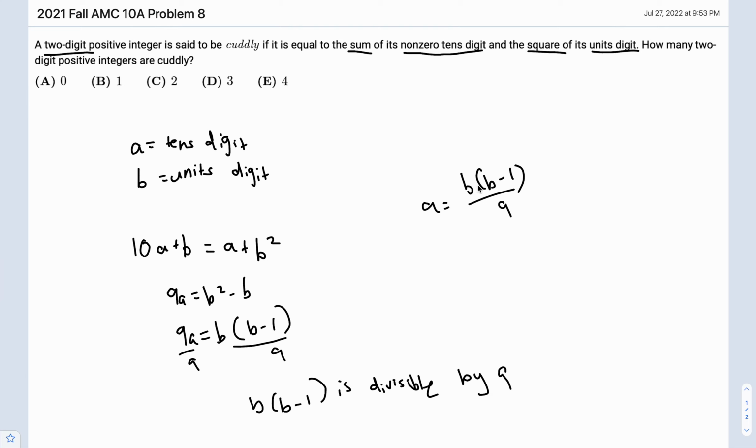And finally, 9. 9 times 8, 72. 72 divided by 9 is 8. This is a possible two-digit integer. A could be 1 through 9 because it's a tens digit, and 9 is the only one that satisfies this. Therefore, our answer is 1.